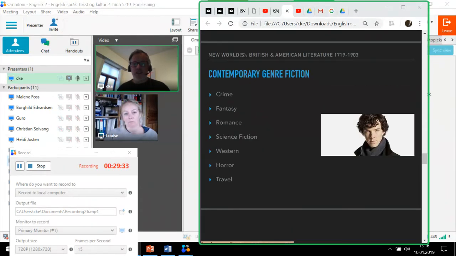You'll already know, every chance I get to put Benedict Cumberbatch in a presentation, I do, just because I like saying Benedict Cumberbatch. Why would you not? Crime, fantasy, and we'll be looking, Mona mentioned science fiction.